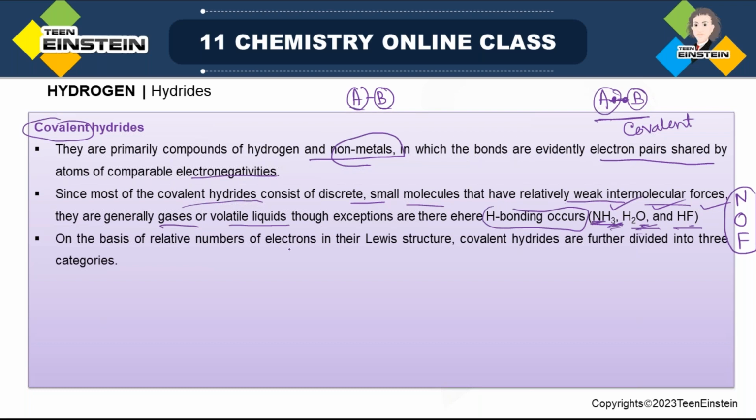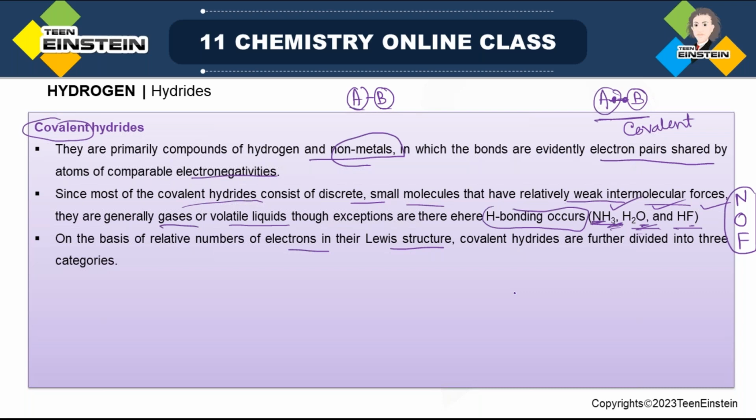On the basis of the relative number of electrons in their Lewis structure, we can further classify covalent hydrides. So this further classification of covalent hydride is based on what? It is based on the relative number of electrons in the Lewis structure. Now, the relative number of electrons of what? It is the central element.